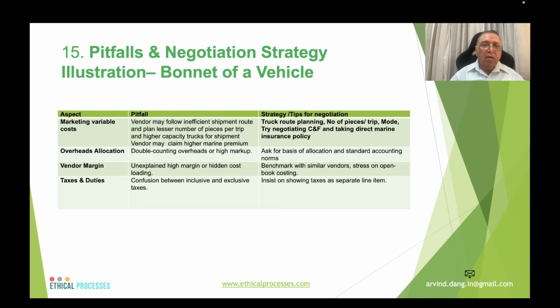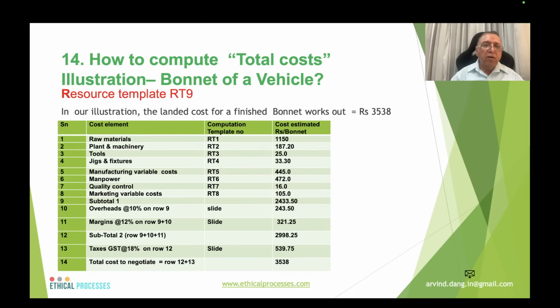Overhead allocation: ask for the basis of allocation, and benchmark vendor margin again with similar vendors and stress on open book costing. And taxes, there is no negotiation, they have to follow the statutory norms. There should be no compromise on this. So this is an overall summary of what I have talked about, or the total cost.